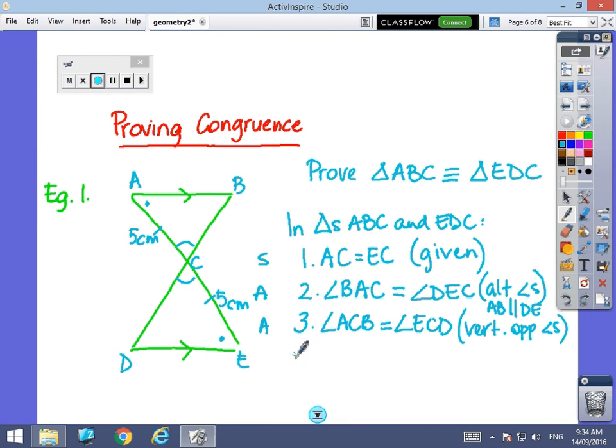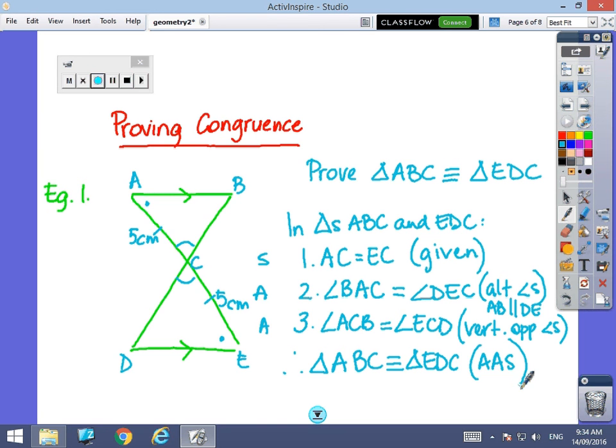So now I say, therefore, triangle ABC is congruent to triangle EDC, and I always finish with, I've used this test, AAS. Now what I'm going to do is always do the same format. In the 2 triangles, I'm going to say then the 3 bits of information I'm proving, every one of them with a reason, and then my final congruent statement. Therefore, I've proven they're congruent, and I've used this test.